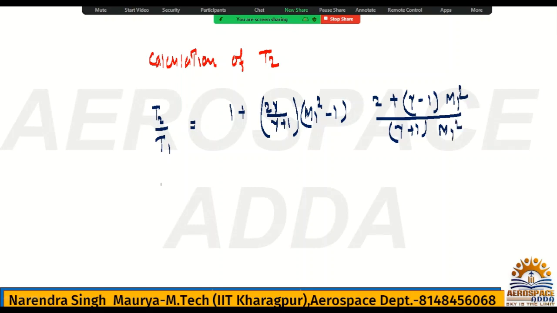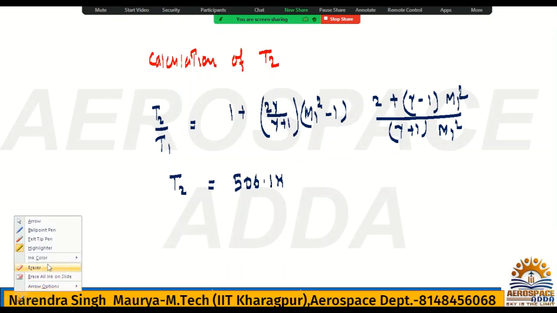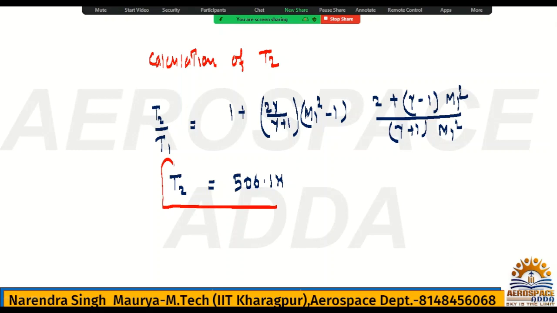If you keep the value of m1 here, which is nothing but 2, so t2 by t1 you will be able to calculate, yes or no? So what will be the value of t2 here? What I am getting, 506.1. This is the value of t2. Keep the value of m1, which is nothing but 2, gamma value is 1.4. Do the calculation, you will get 506.1.